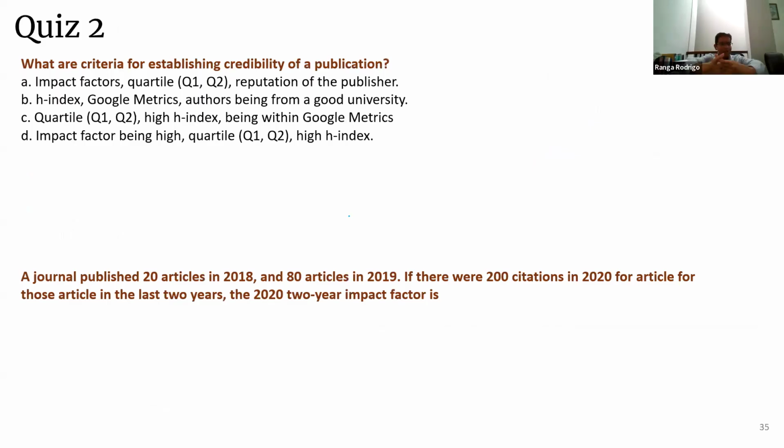Quiz. Let's take this quiz, please. What are the criteria for establishing credibility of a publication? A: Impact factors, quartile Q1, Q2, reputation of the publisher. Generally okay. B: H index, Google metrics, authors being from a good university. Generally okay. C: Quartile Q1 or Q2, high H index, being within Google metrics. D: Impact factor being high, quartile Q1, Q2, high H index.